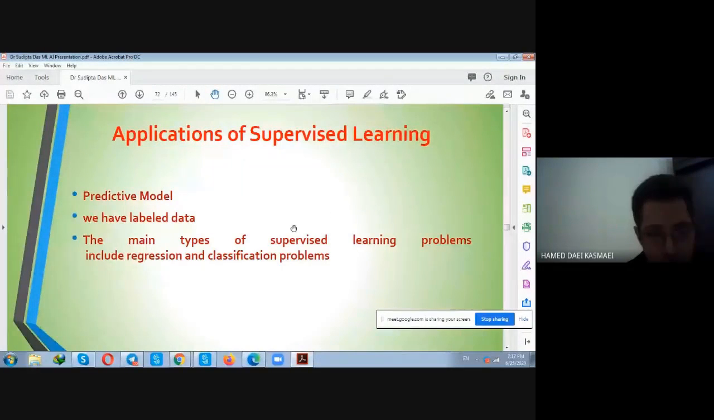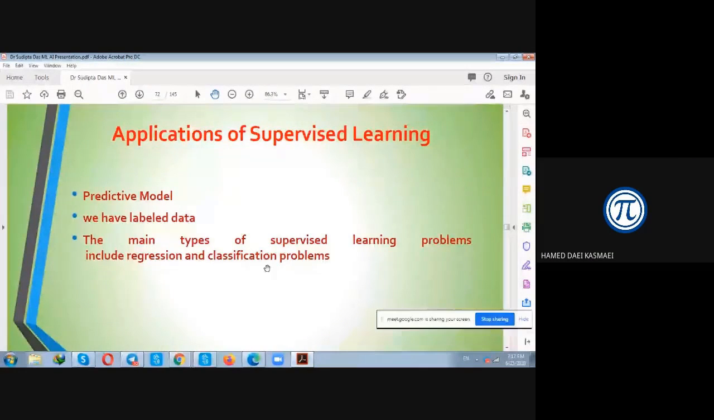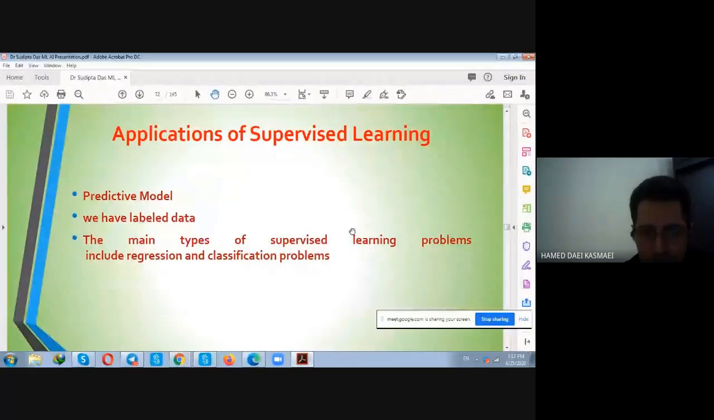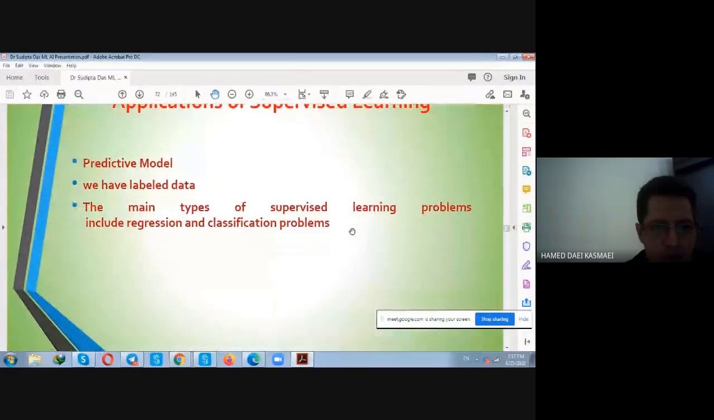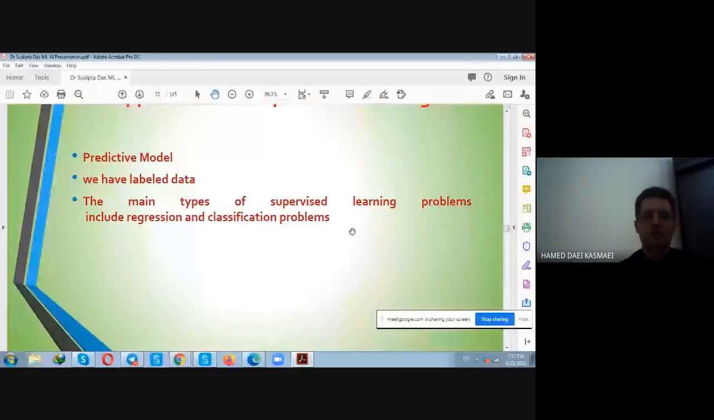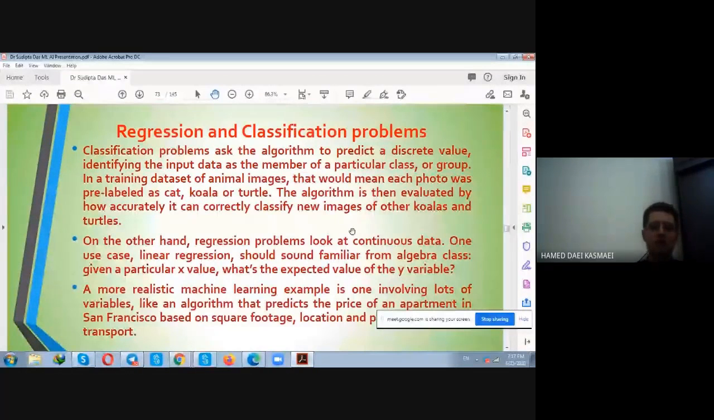Okay, and the main types of supervised learning problems include regression and classification problems. Okay, and we will go more into regression and classification problems. What are they? Classification problems ask the algorithm to predict a discrete value, identifying the input data as a member of a particular class or group. In a training data set of animal images, that would mean each photo was pre-labeled as a cat, as I told you, as a cat, koala, or turtle.